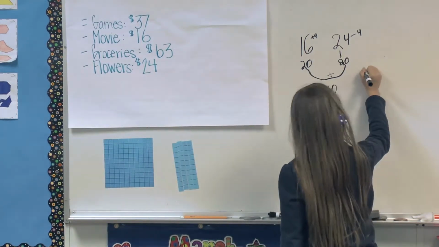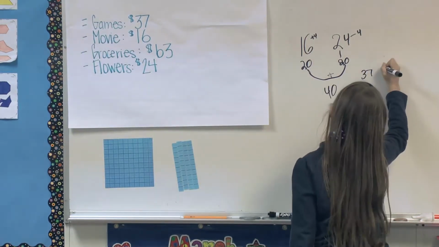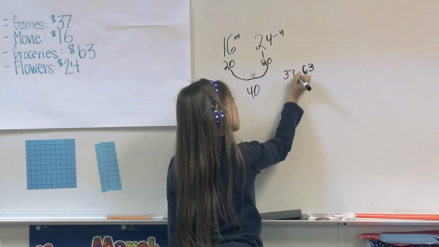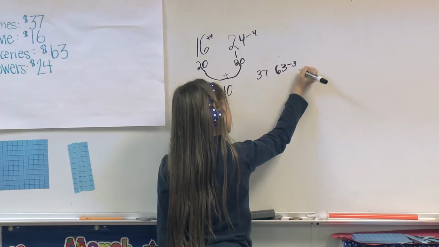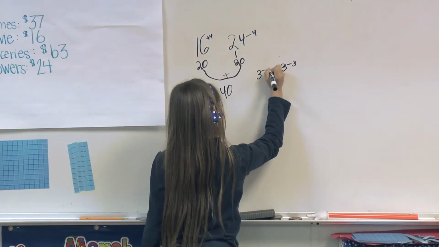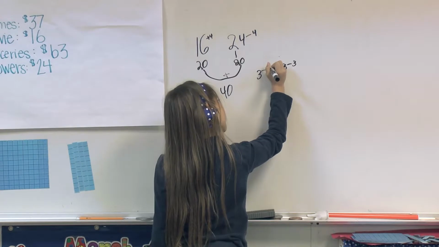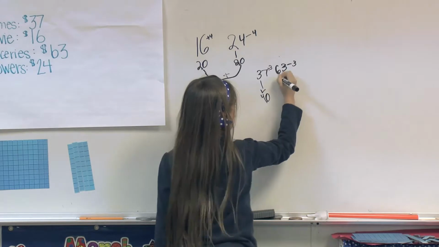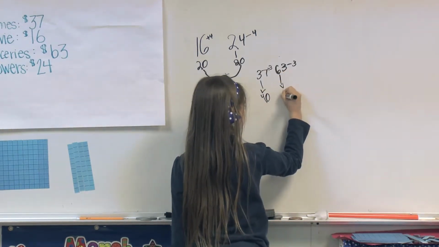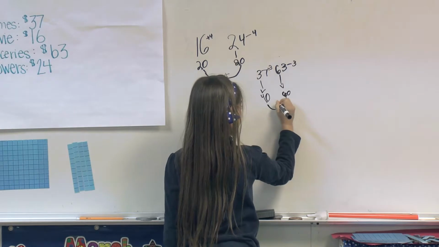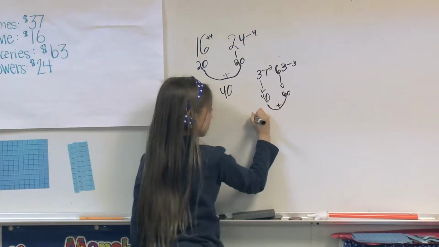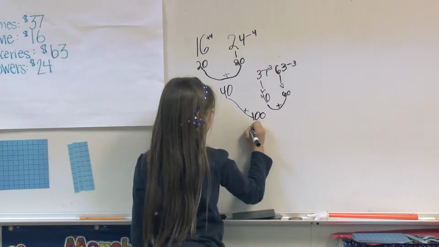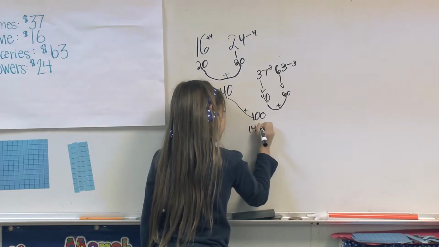And I'm going to do 37 and 63. And I'm going to take away the 3 from the 63 and add it to the 77. And that equals 40. And this equals 60. And 40 and 60 equals 100. And 40 plus 100 equals 140.